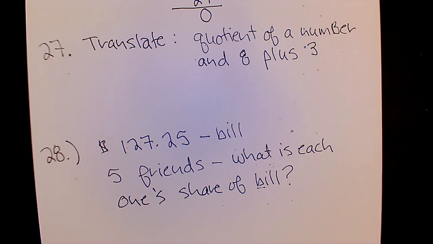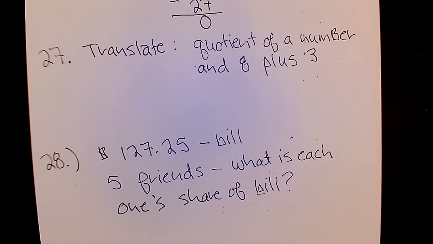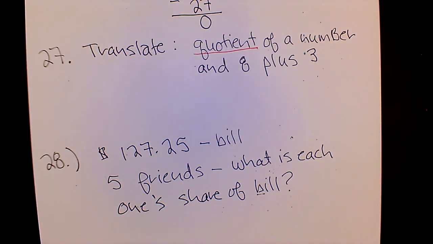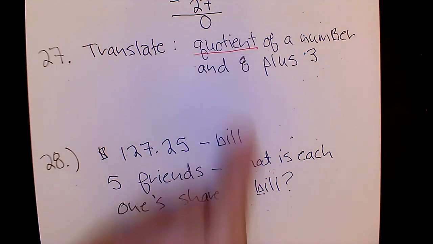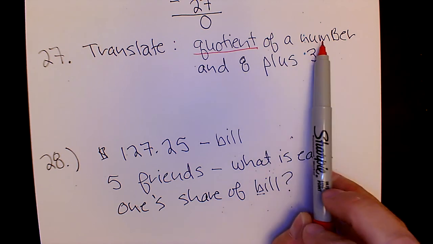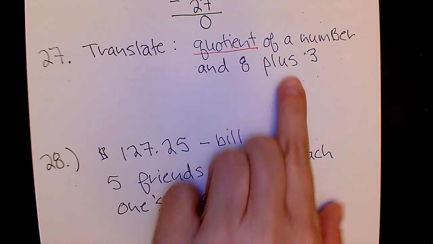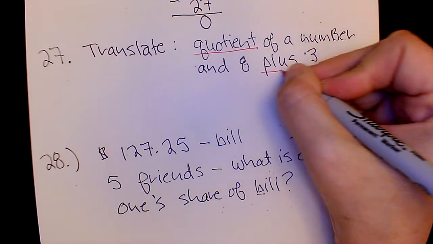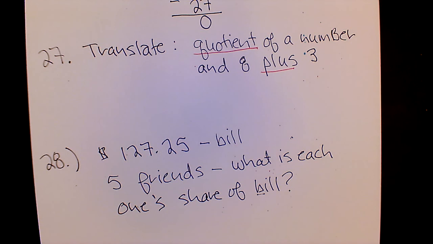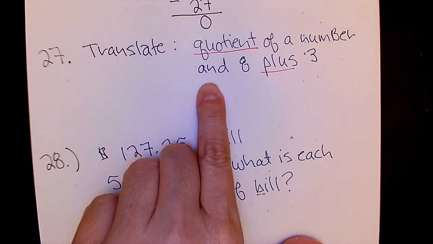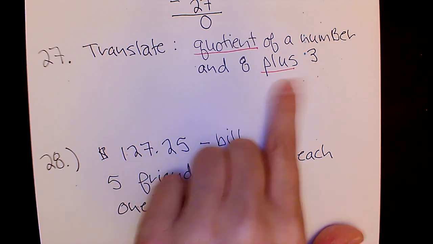Okay, translate. I want to put this into a math expression. So my key word is quotient. Do we remember what quotient means? Quotient means to divide. So we want to take a number and divide it by 8. And plus 3, oh, there's another key word. Plus is to add. So how would I write a number divided by 8 plus 3?